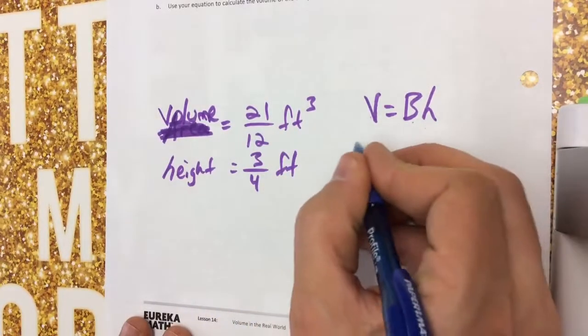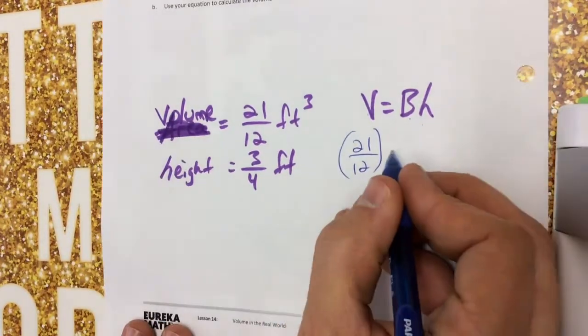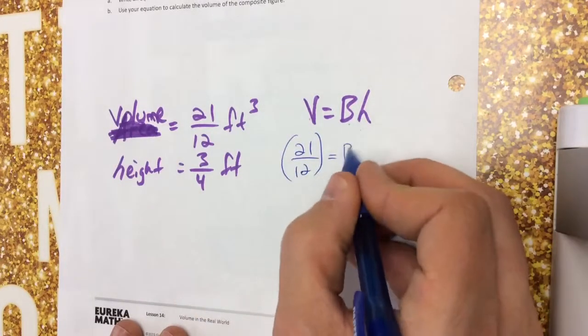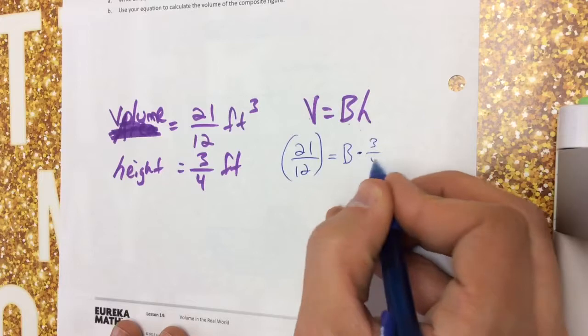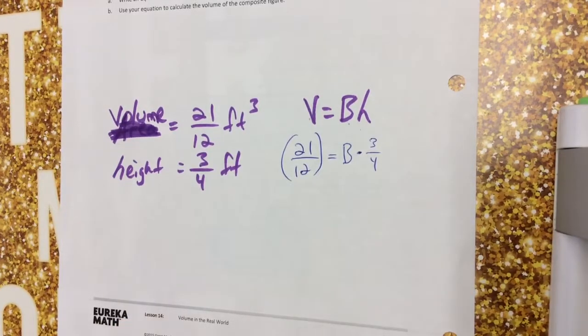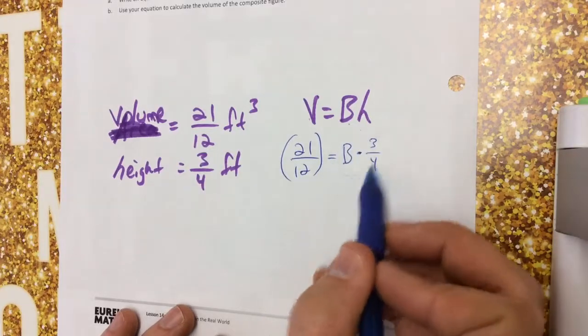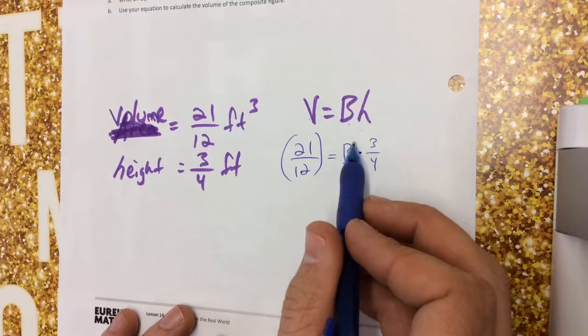We know the volume is 21 over 12. And again, substituting using parentheses, equals the area of the base, not given to us, B, times the height, which is 3/4. We don't know what the base is yet, but we know that this is attached with multiplication, coefficient of 3/4 with the value of B. We want to get B alone by itself.